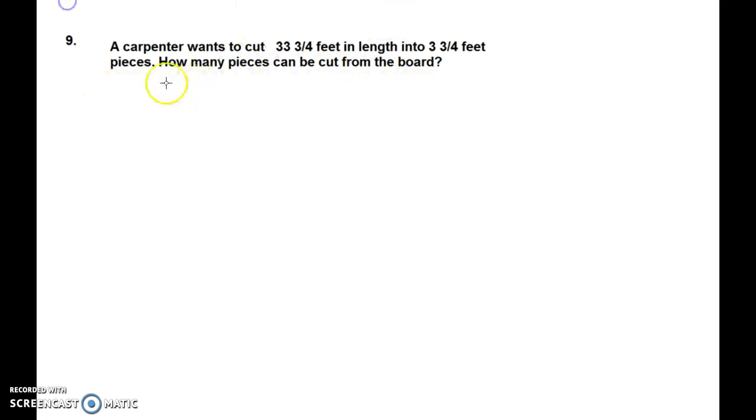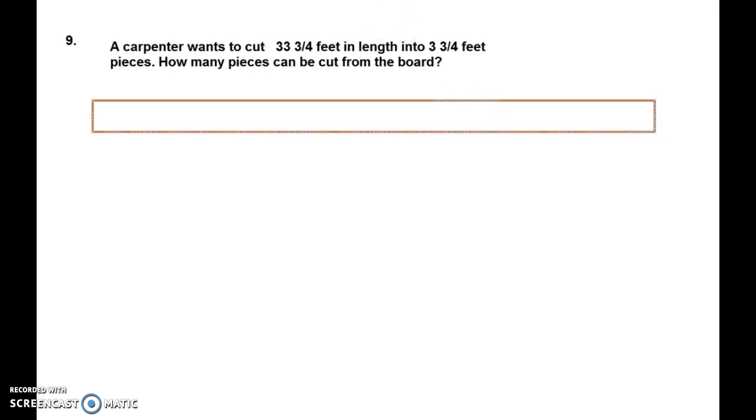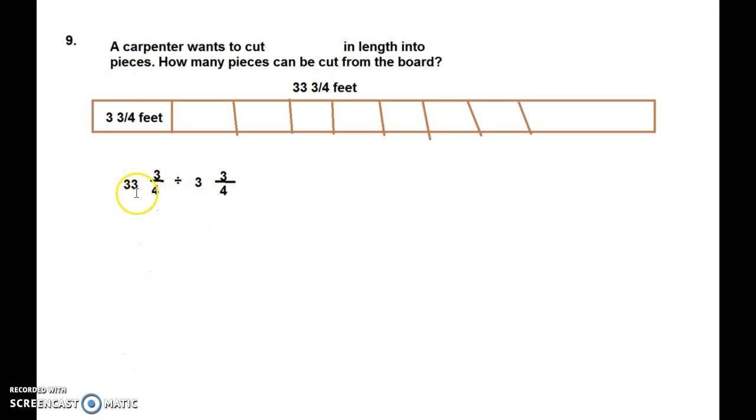So essentially he has this long old board that is 33 3/4 feet long, right? And he wants to do 3 3/4 feet pieces. So he's trying to figure out how many of those 3 3/4 pieces he can get. If I cut them each this long, how many pieces are there? Well, let's figure this out. First thing we're going to do is divide 33 3/4 divided by 3 3/4.